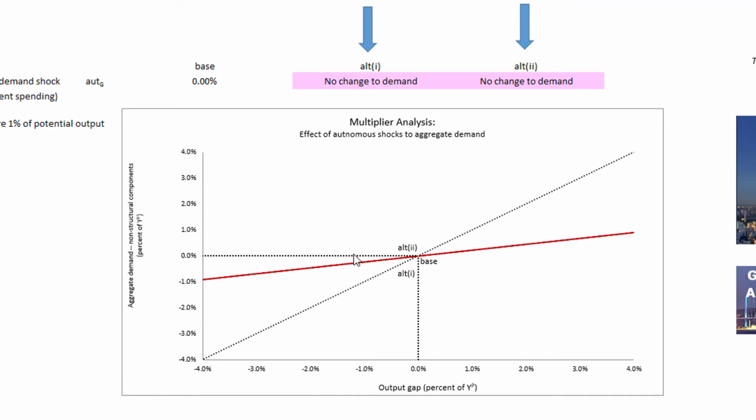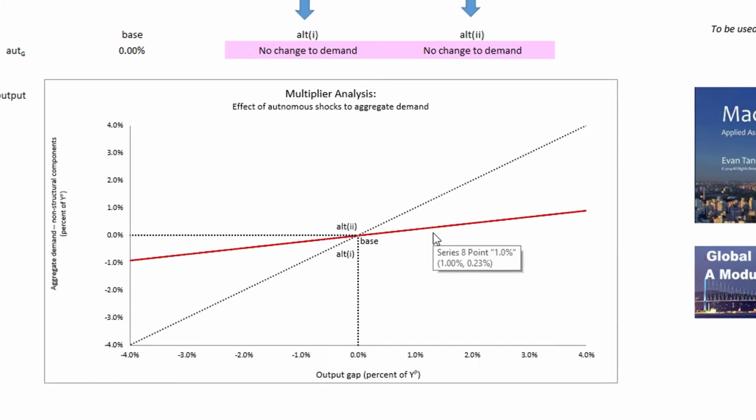And this red line here reflects the consumption function. The slope of this line is the marginal propensity to consume. So let's say the slope of this line is, for example, 0.6. It means that for every additional dollar that people earn, they will be consuming 60 cents, say.